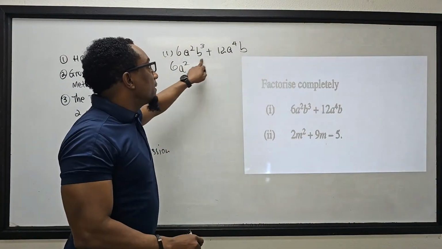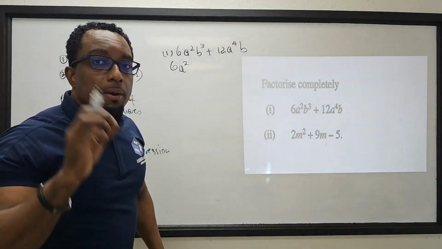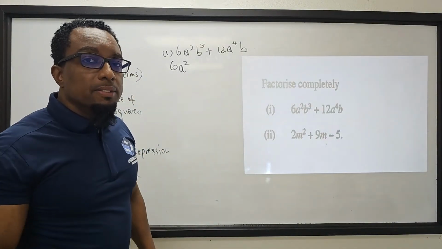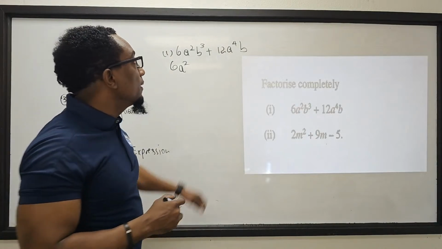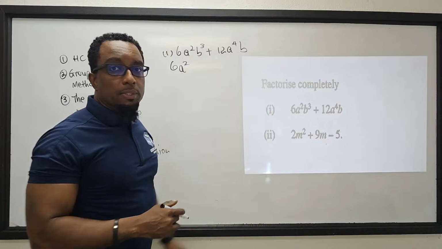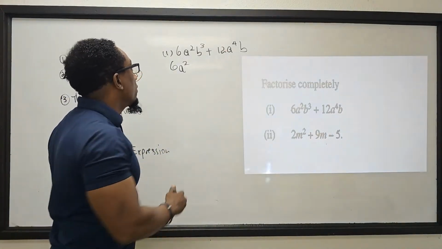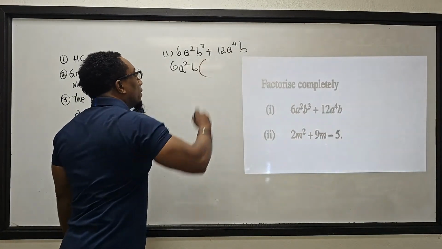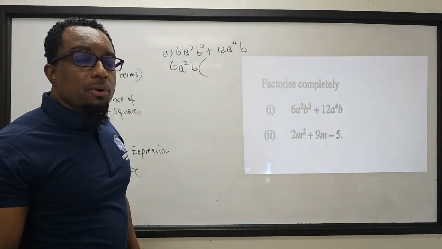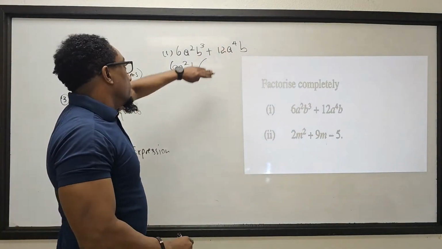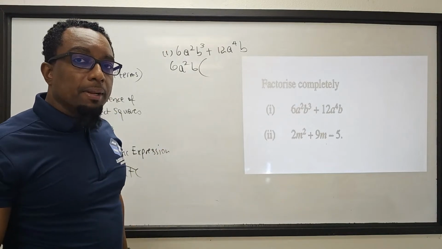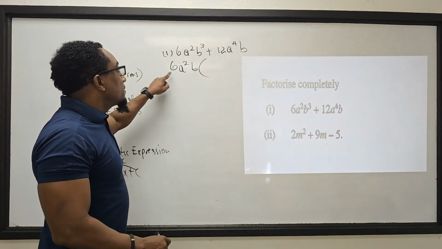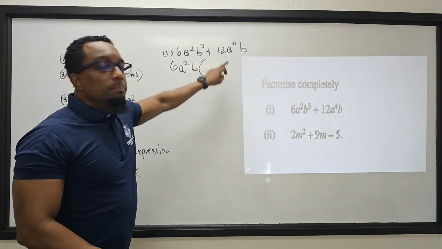B is common to both, yes. But you're going to take out b with the lower power. So b with the lower power will be part of the highest common factor. That's b to the power 1, which is understood. So you take out b. So 6a squared b is your highest common factor. Make sure you have your brackets, because you have to represent it as a product. Brackets will imply multiplication.